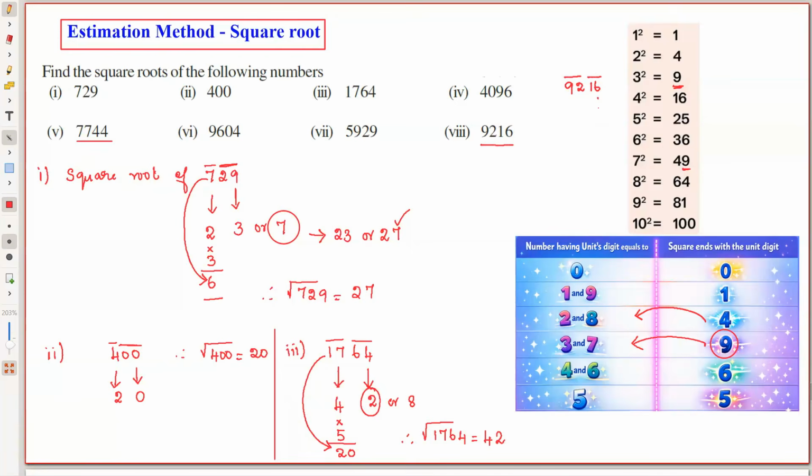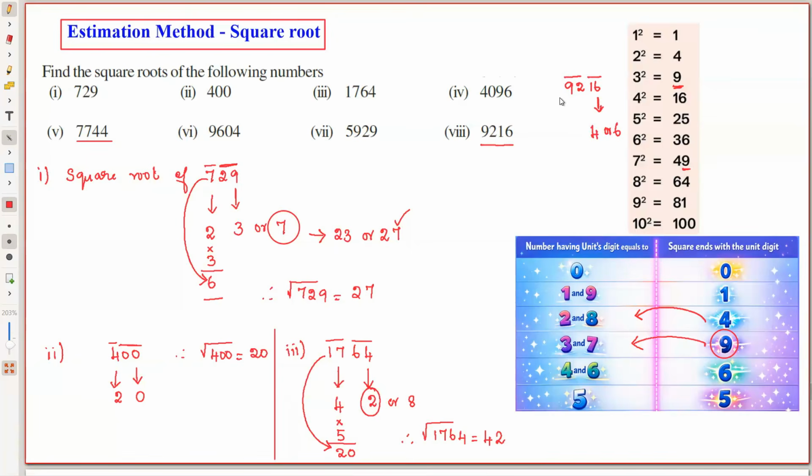Now the square root is ending with 6. Therefore, the ending digit of the square root should be 4 or 6. Either it can be 4 or 6. We have two options. Now here the left out number is 92. We have to find out the perfect square number which is less than 92.